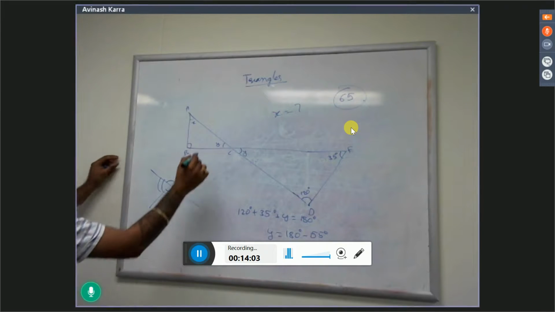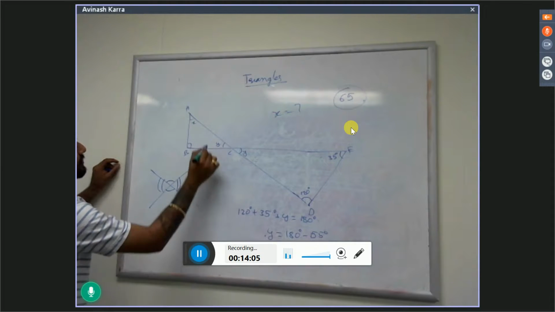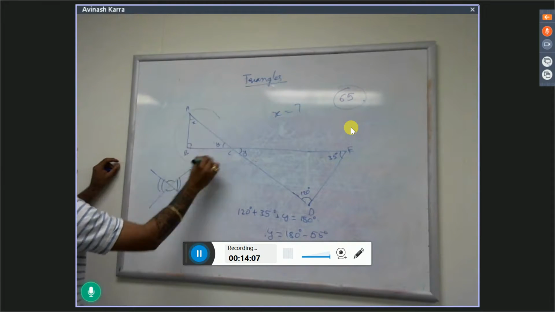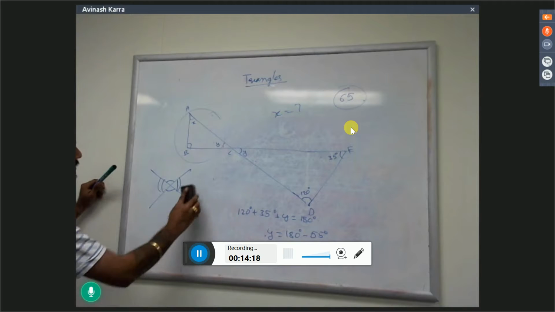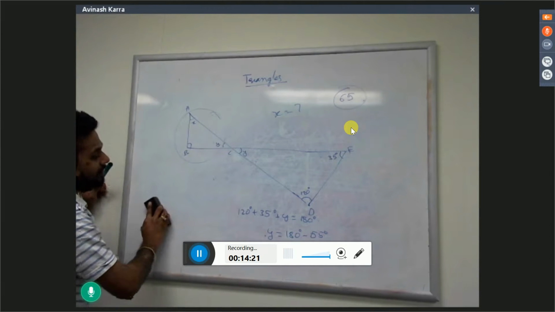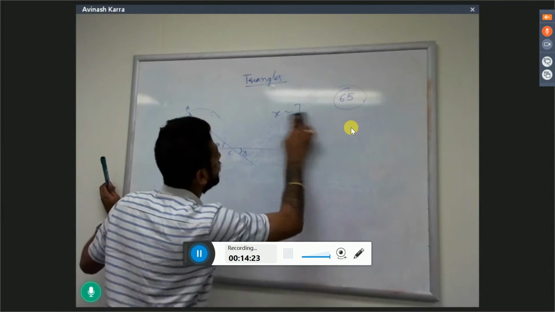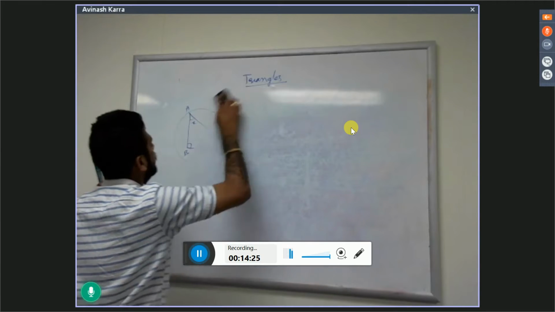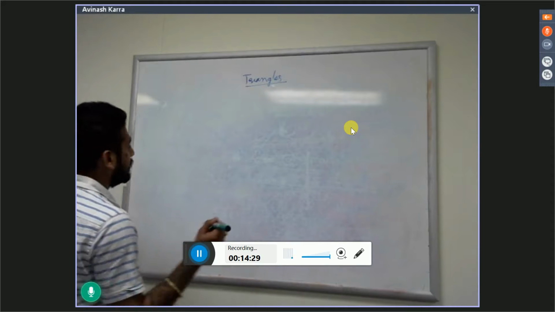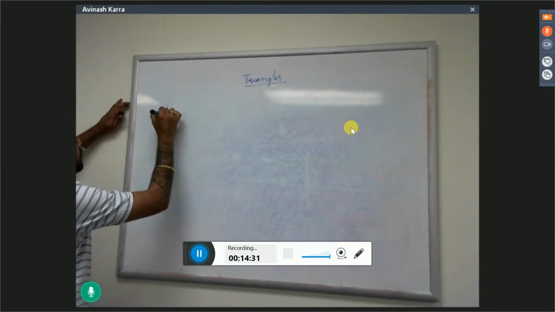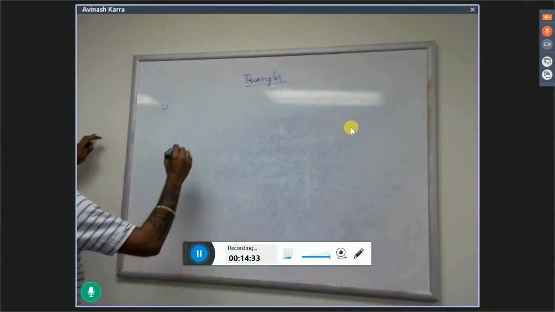Okay. So once you get the value of Y, just substitute here. Again, the same: the sum of all angles will be equal to 180. From there, you can find X. Okay? Now, let us go to example 2.